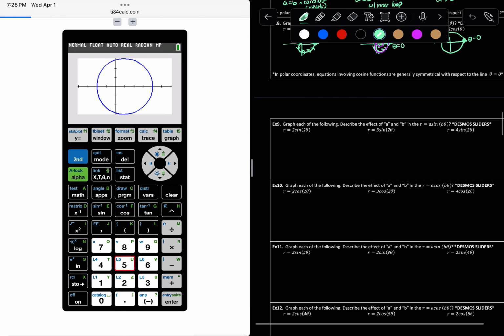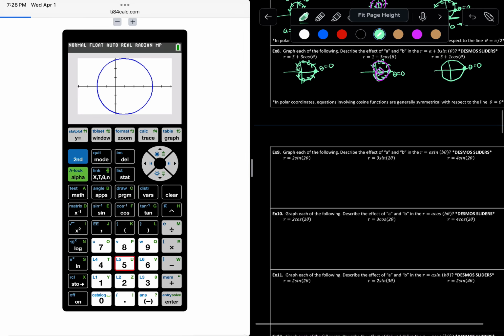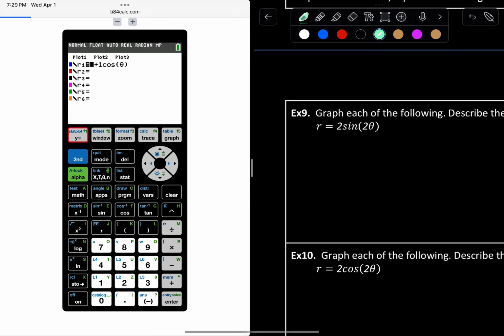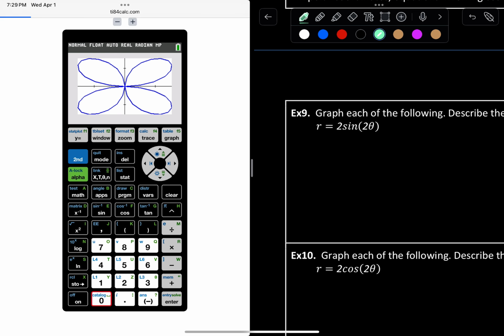All right, next we're going to have some petals. Each of the following, describe the effects of A and B again. So again, go to your calculator. Now we got rid of the constant, it's just the coefficient, and now we have a new one on the inside. So we'll have 2 sine of 2 theta, zoom 0. And now we have something going on. There's no more cardioid or limacon or bean. Now we are dealing with petals. So when we get rid of that constant and we add a coefficient with the theta, we are dealing with petals. So if we trace, I'm starting at the pole now.